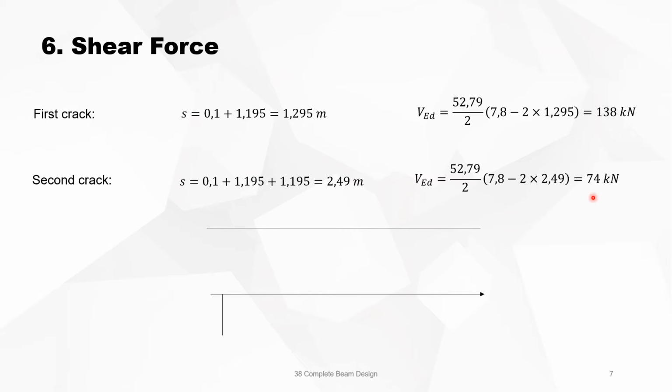Now, if you visualize it, this is the beam. This is the face of the support. This is the system line. This is 0.1. This is the shear diagram. So we have 0.1, half of the support. Then d cotangent theta further is 1.195. And this is the first crack, second crack. Then you will see at the face it's 201. We compare that with VEd max. For the first crack it is 138 kilonewton and the second crack 74.